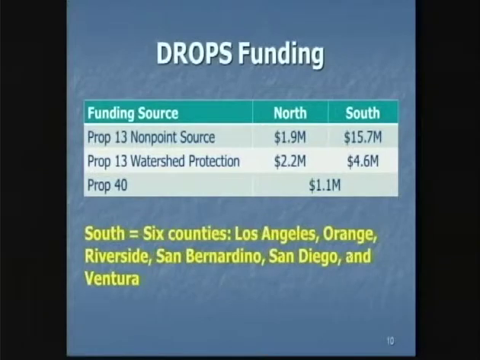So if you're in Santa Barbara, welcome to Northern California. You are no longer part of Southern California as far as this grant's concerned. In Imperial County along the Mexico border, you're an honorary member of the North. So recognize that to qualify for the South funding, you will have to be part of those 6 counties.